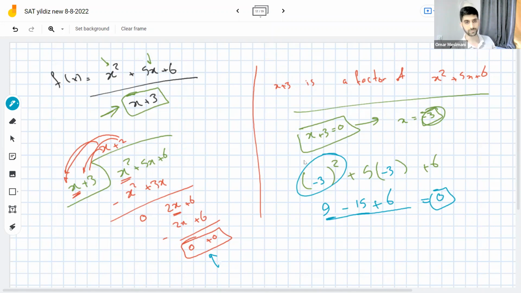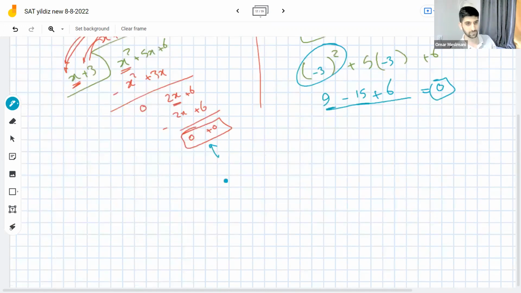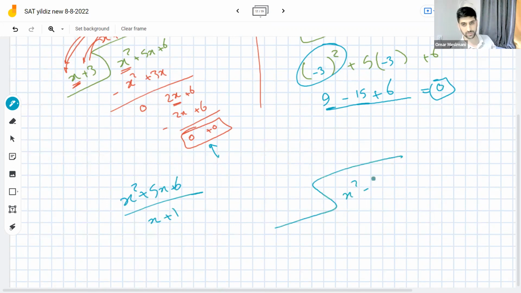So this is what you do. You take this denominator, you make it equal 0, you find the answer, then you apply it, all right? If you get 0, we call it a factor. If you don't get 0, then that is your remainder. Let's use the same example, x squared plus 5x plus 6, and let's try to divide it by x plus 1, using long division. Look, x squared plus 5x plus 6 divided by x plus 1.